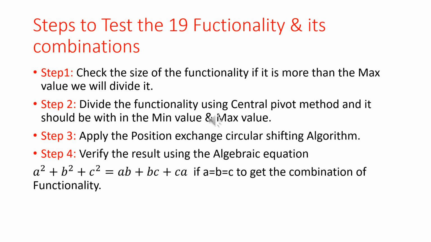Here we are going to see the steps to test the 19 functionalities and combinations. Step 1. Check the size of the functionality. If it is more than the maximum value, we will divide it. Step 2. Divide the functionality using the central pivot method, and it should be within the minimum value and maximum value. Step 3. Apply the position exchange circular shifting algorithm. Step 4. Verify the result using the algebraic equation a square plus b square plus c square is equal to ab plus bc plus ca if a is equal to b is equal to c, to get the combination of the functionality.